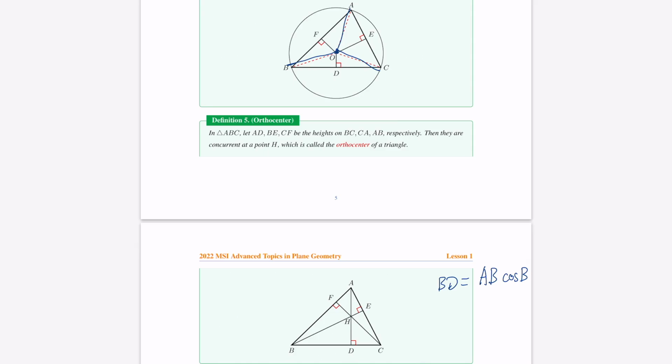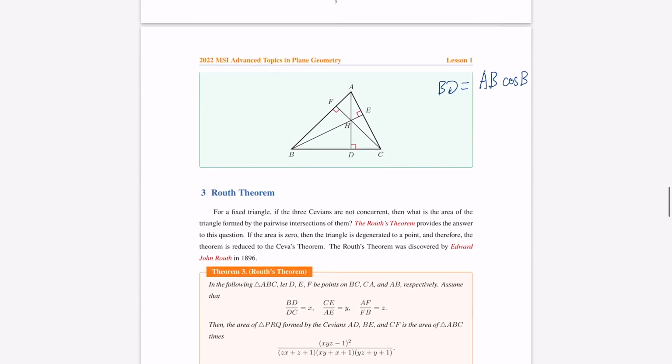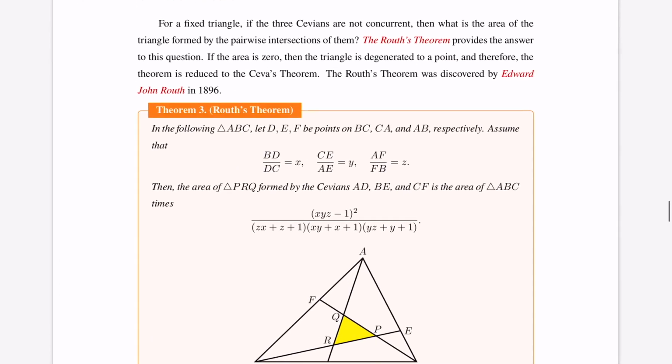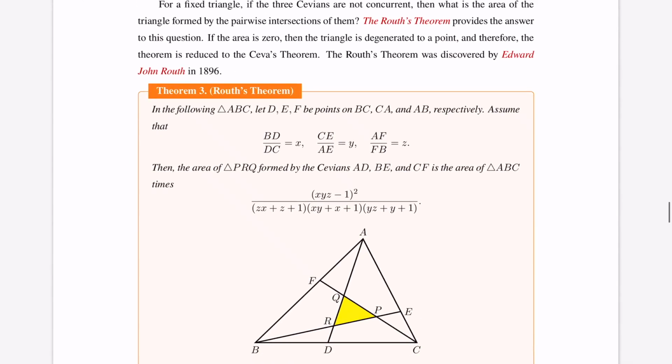The second topic I'm going to introduce is called Routh's theorem. This theorem is interesting by itself, but I put it here because one of its applications was a problem in a Math Olympiad competition. But let's first state the general statement.